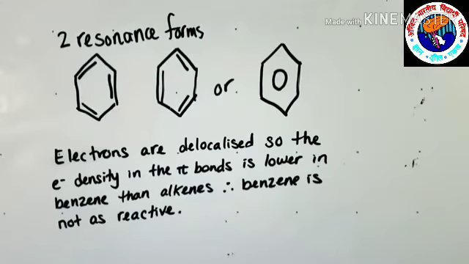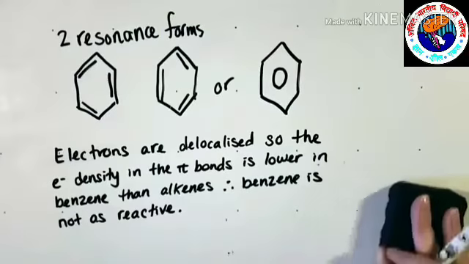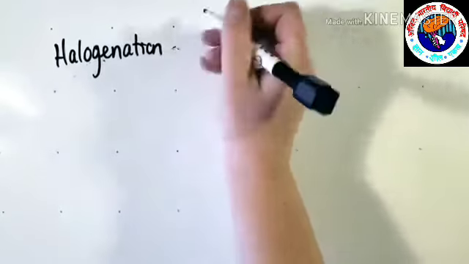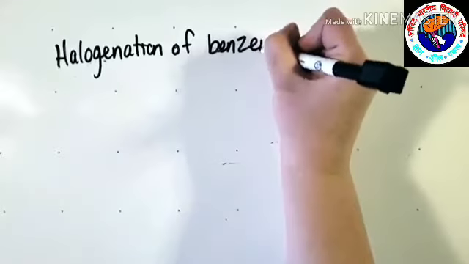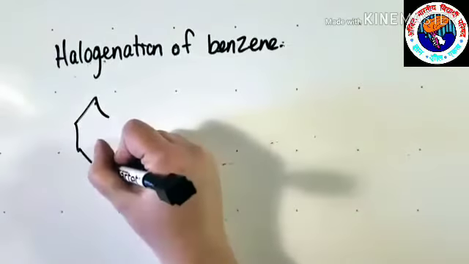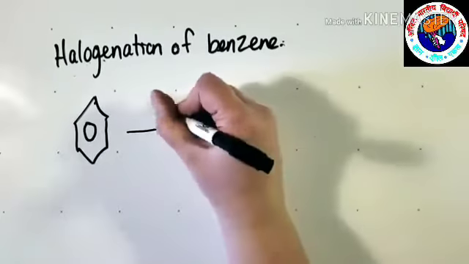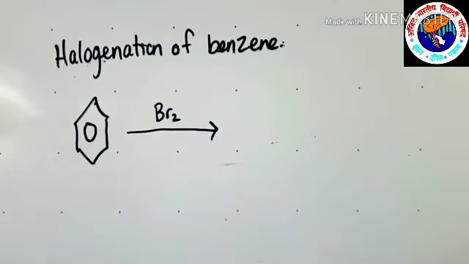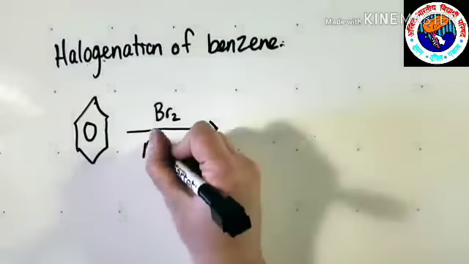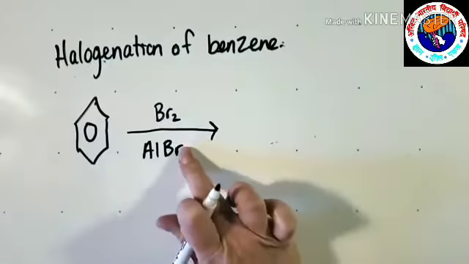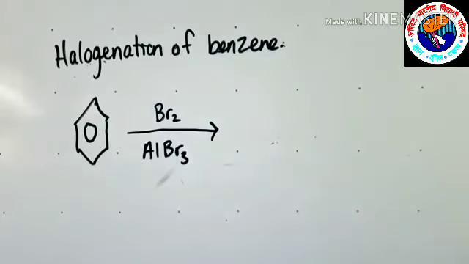All right, so let's start with the reaction of benzene and bromine. We're adding a halogen, so this is a halogenation of benzene. I'm going to draw my benzene structure, and we're going to have our Br2. In this case, we do need a halogen carrier. So I'm going to write below the arrow that we're going to use aluminium bromide, AlBr3. Benzene can only react with halogens in the presence of a halogen carrier.